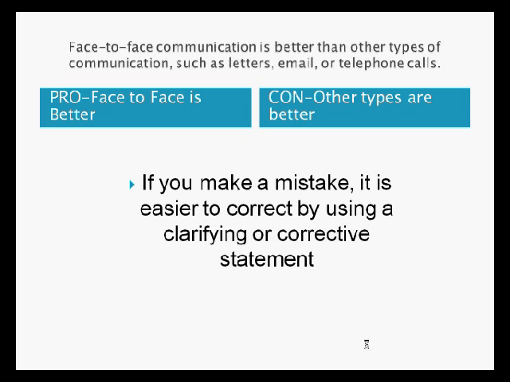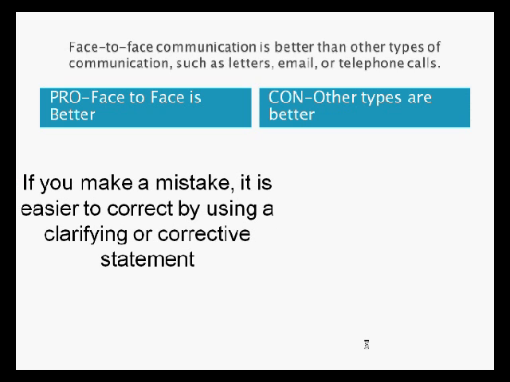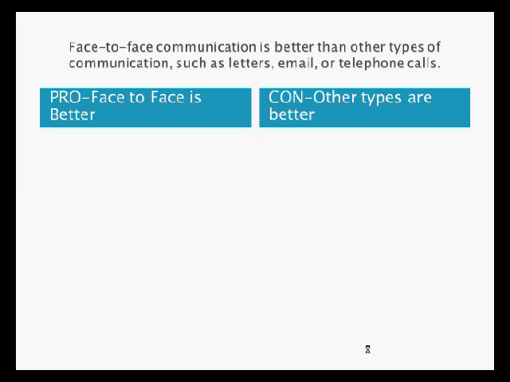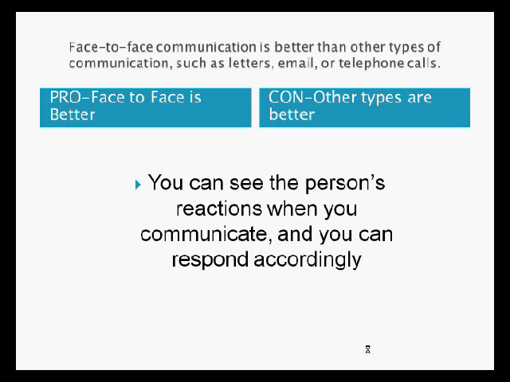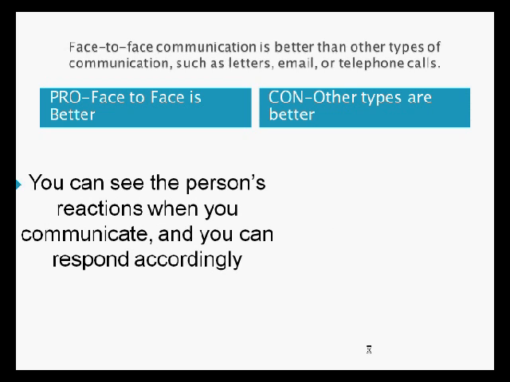If you make a mistake, it is easier to correct by using a clarifying or corrective statement. This one probably belongs more to the pro argument. So, for example, if you're talking to somebody, you could easily make a correction by giving a statement or clarify. That's not so easy to do when you're writing a letter, sending an email, or perhaps even doing that on the telephone. Okay, here's another one. You can see the person's reactions when you communicate, and you can respond accordingly. This one is pretty easy to see as a pro argument. Again, part of the idea of face-to-face communication is the fact that we can see someone's responses. Those reactions can help us adjust or respond so that we can continue our particular line of discussion.